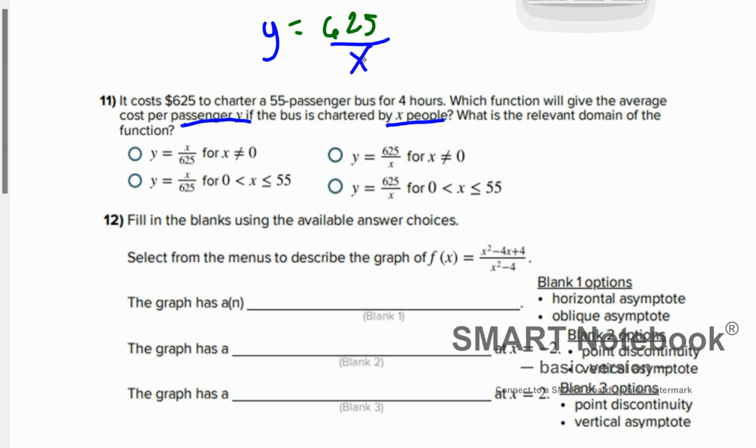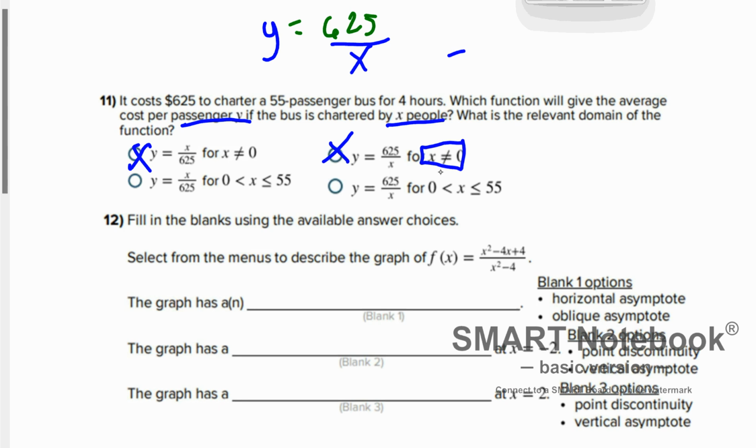So what can I plug in for X? Basically anything not equal to 0, but does it make sense to have negative passengers? No. So I'm not going to do these two, even though this one's completely wrong because it's X over that. This one has the right function, but it would normally be X cannot equal 0, but it doesn't make sense to have negative passengers, so we're going to throw that one out.